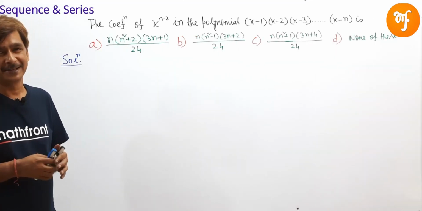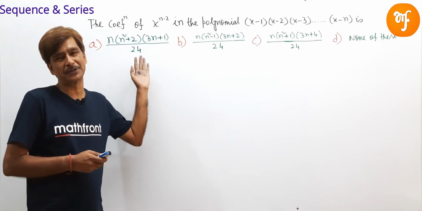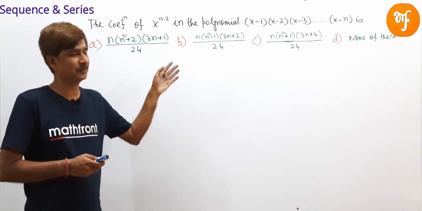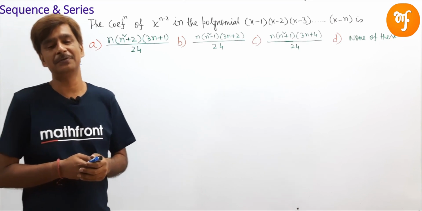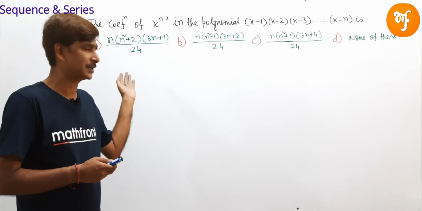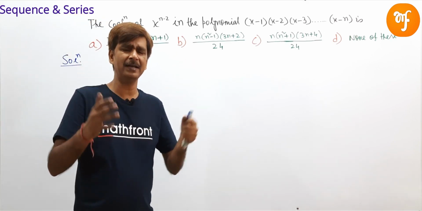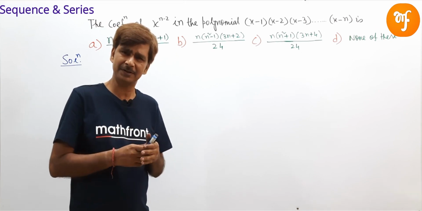So friends, let's come to another interesting question. We have to find the coefficient of x to the power n minus 2 in the polynomial (x minus 1)(x minus 2)(x minus 3) dot dot till (x minus n). Okay, and options are given on the board. Now to solve this numerical, we just apply the theorem of polynomials.